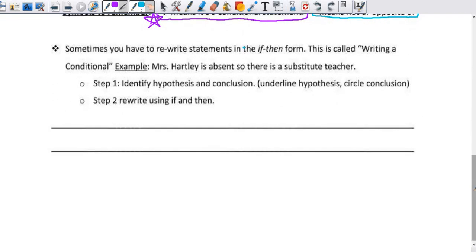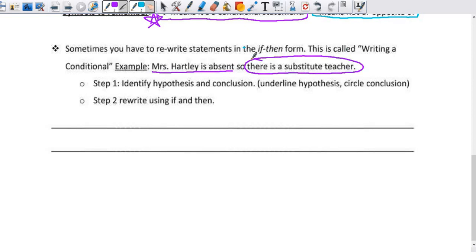All right. Sometimes you have to rewrite statements in the if-then form. This is called writing a conditional. So, an example, if you just have a sentence that says, Mrs. Hartley is absent, so there's a substitute teacher. You need to identify the hypothesis and the conclusion of the statement and then rewrite it using an if and a then. So, figure out what you need to know first, the hypothesis. Well, Miss Hartley being absent is going to be our hypothesis, and what would come from that, what would be concluded for our conclusion, is that there would be a substitute teacher.